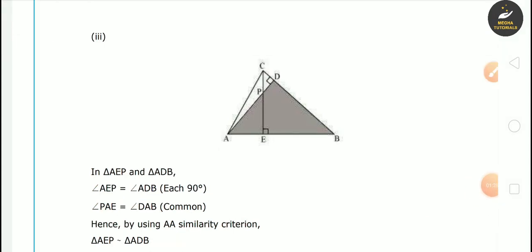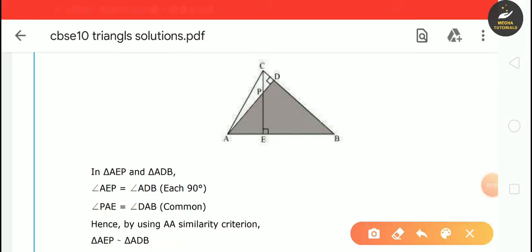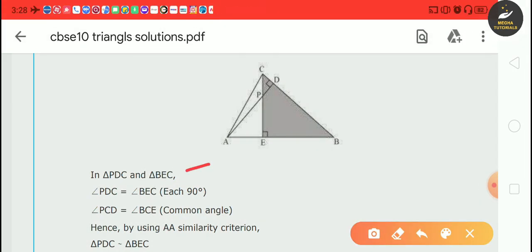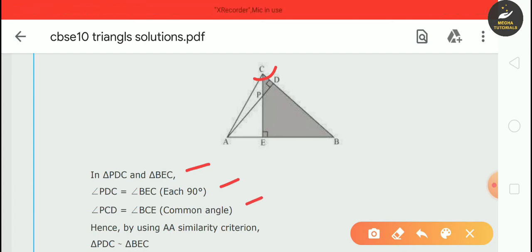Third, in triangle AEP and triangle ADB, angle AEP is equal to angle ADB, each 90 degree. Angle PAE is equal to angle DAB, common angles. Therefore, two triangles are similar using AA test of similarity. Fourth part, in triangle PDC and triangle BEC, please check the diagram. Angle PDC is equal to angle BEC, both are 90 degree because of altitudes, and angle PCD is equal to angle BCE, is common angle. Therefore, two triangles are similar using AA test of similarity.